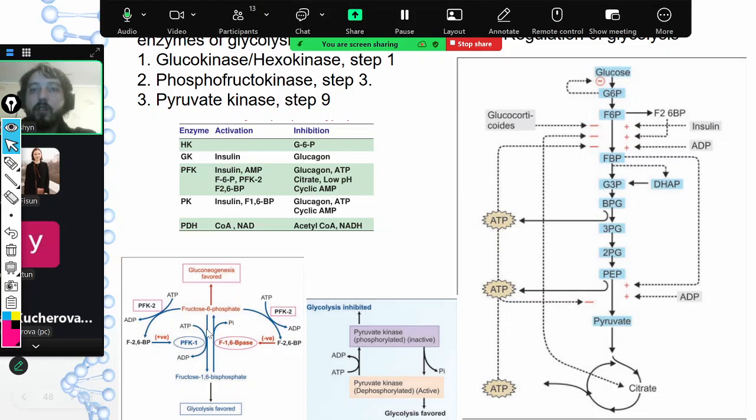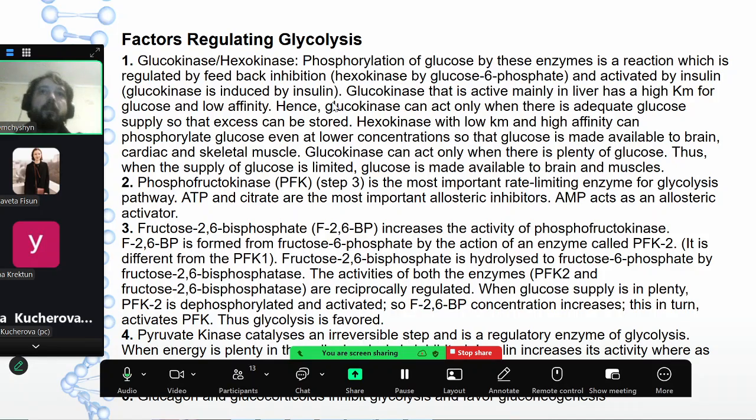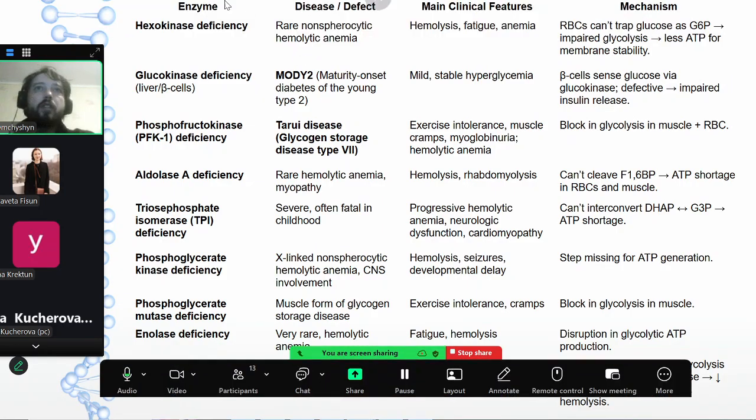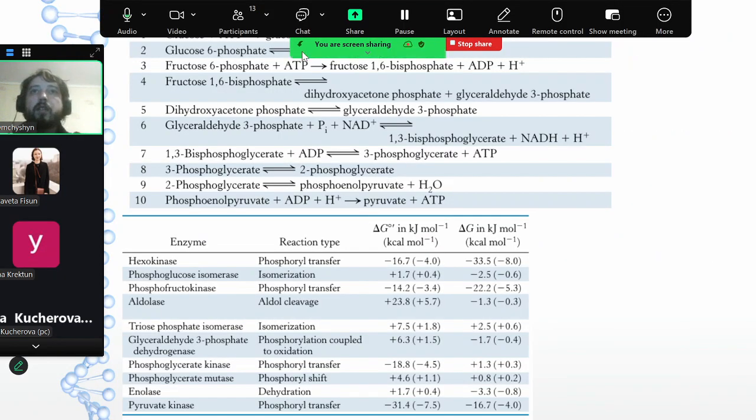And here are, of course, all the examples of what is happening and when glycolysis is favored and when gluconeogenesis is favored. Here are some factors regulating glycolysis. I'm not going through all of them, so you can read them when you have some time. Of course, all these enzymes are pretty important, and if you have deficiency in any of them, that's probably some bad disease. So here are some main clinical features and mechanisms when something is broken in the glycolysis pathway.